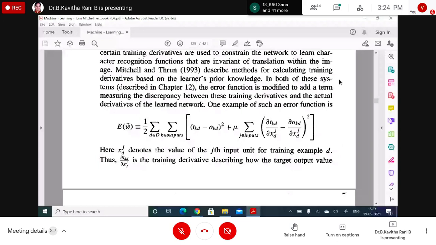Likewise, one more is there, that is the cross entropy of the network. So here we are minimizing the cross entropy. For entropy and error, we are using the cross entropy method here.